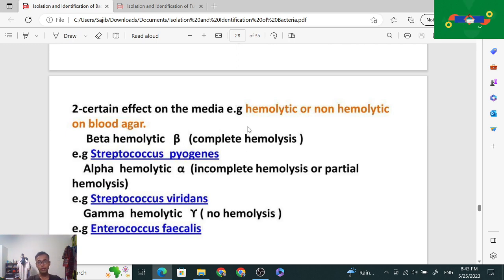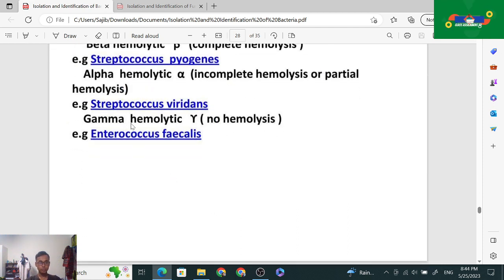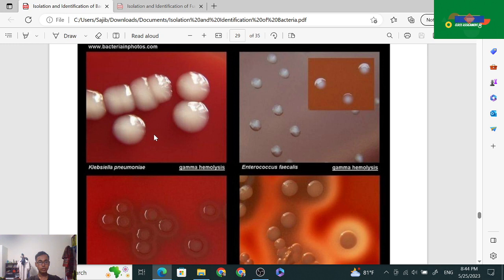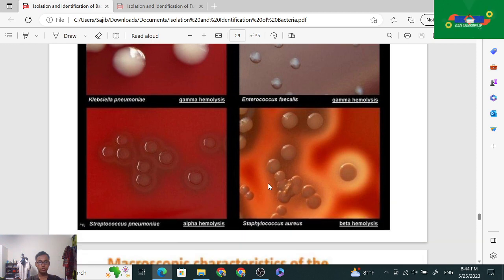Then the certain effect on the media, hemolytic or non-hemolytic on blood agar. Beta hemolytic, beta complete hemolysis, Streptococcus pyogenes. Alpha hemolytic, alpha incomplete or partial hemolysis, Streptococcus viridans. Then gamma hemolytic, gamma no hemolysis, then Enterococcus faecalis we can see here. Then this is the figure we can see for the different bacteria that we have seen before.